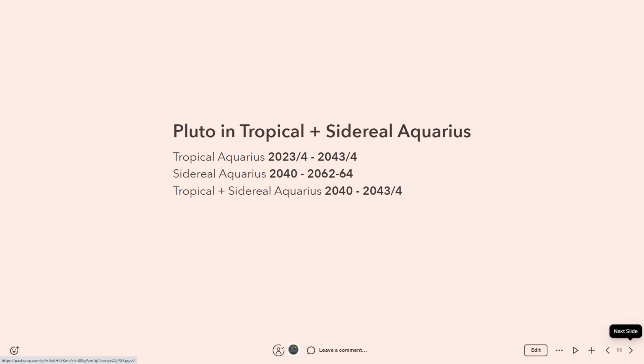So let's look at what may or may not happen in the future then, with Pluto in tropical and sidereal Aquarius. Tropically, again, from next year, 2023-2024, to 2043-2044, two decades. But sidereal not till 2040 to 2062-64. Again, two decades. But the overlap is what I'm really interested in here, and that is from 2040 to 2043-44. And this is when I think that the themes of Pluto in Aquarius will be very prominent.